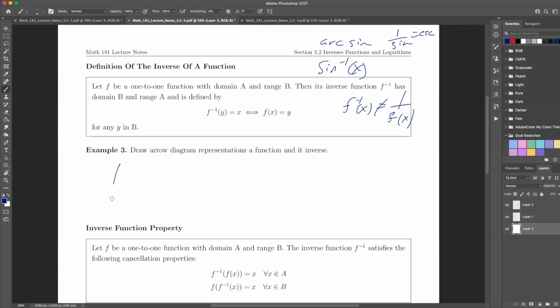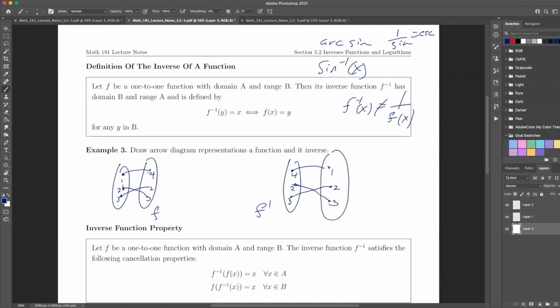And so here, let me just do a quick arrow diagram. If I send 1, 2, and 3, let's go ahead and put in little dots. Let's send 1 to 4, just for kicks. We'll send 2 to 3, and then we'll send 3 to 2. So if this is my function f, f inverse would just do the exact opposite, right? It takes 4 and sends it back to 1. It takes 3 and sends it back to 2. And then it takes 2 and sends that to 3. Whatever it went to, it's just going to put it right back.